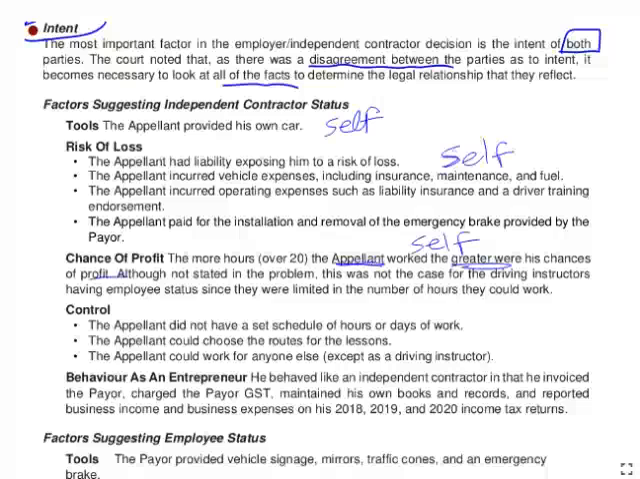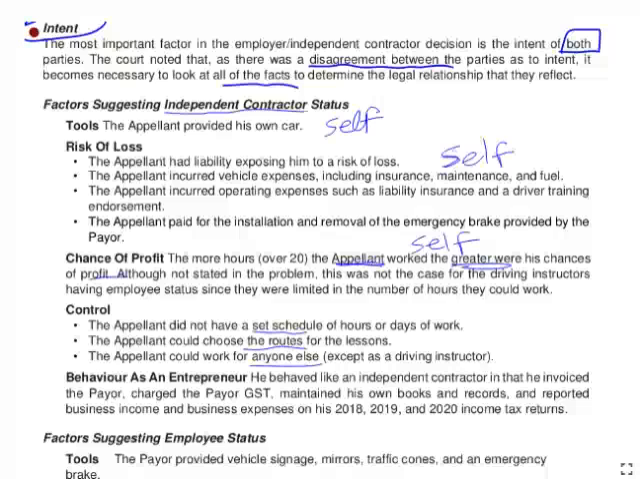As far as control, the worker had no set schedule. They could choose their own routes. Sorry, the way that they've laid this out, this is all the stuff that leans towards being an independent contractor or self-employed. We're going to hit the other side next. So I keep writing down self. Really, everything here is the stuff that weights towards self-employed.